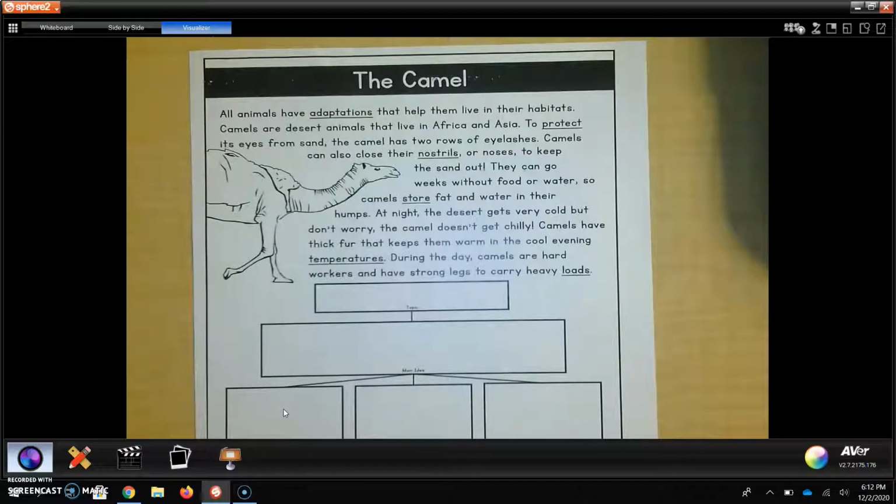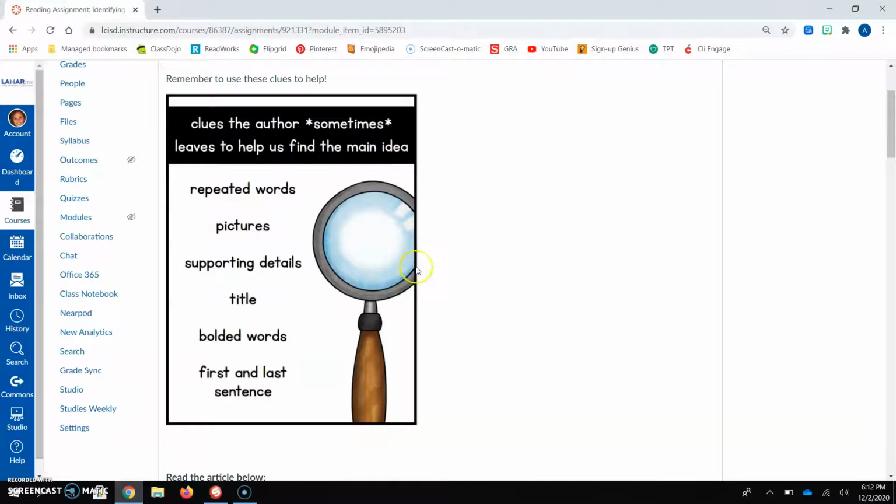Okay, so we just read a lot of information about the camel, and I want you to be thinking about what I read and what were some clues that might help lead us to our main idea. So let's go back to our little checklist, and we can start from anywhere on here. I like to start with the easiest one, which is the title.